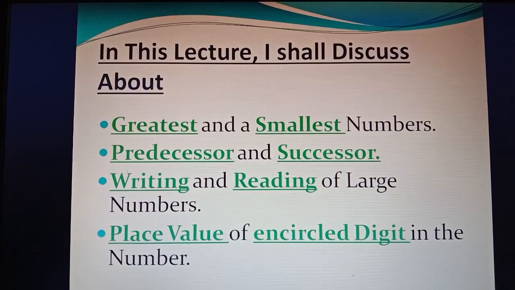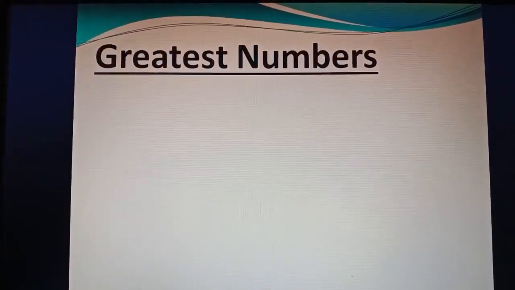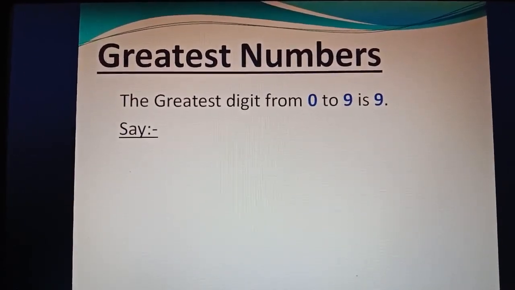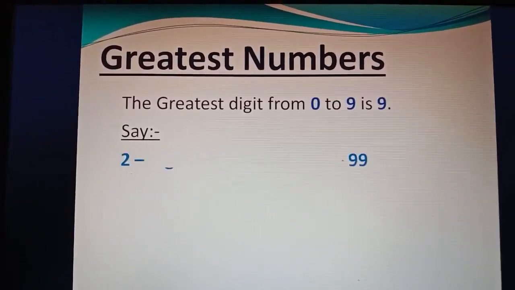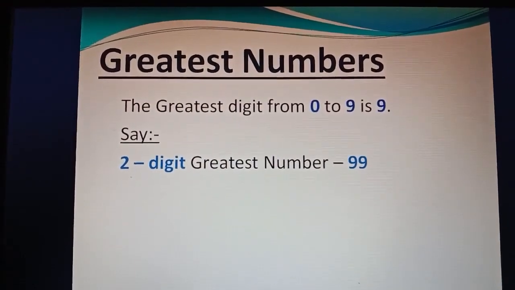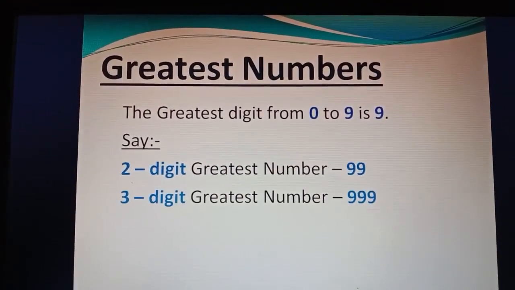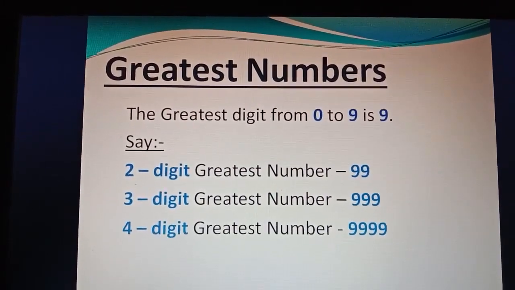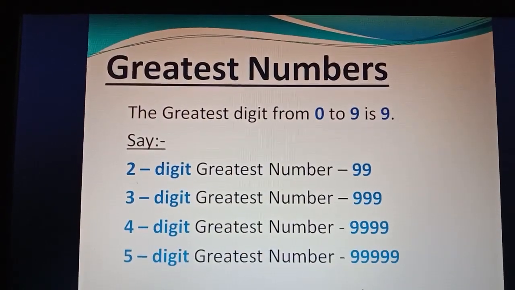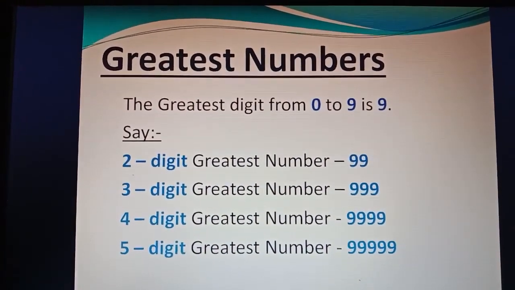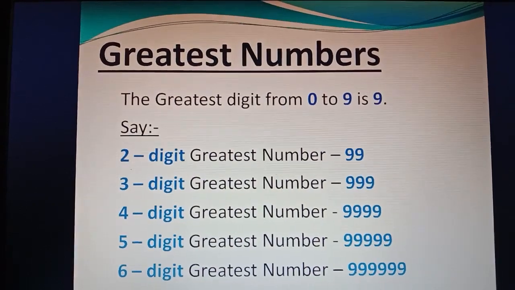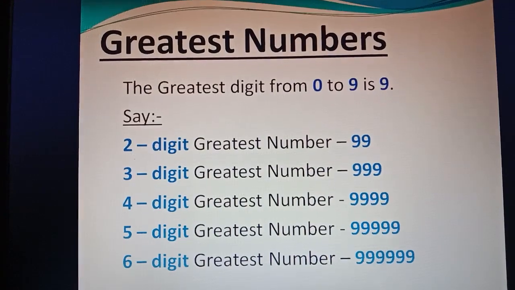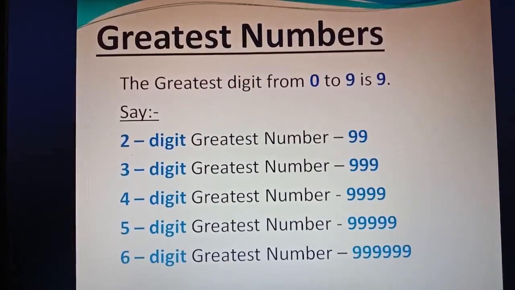First topic comes, what are greatest numbers? As we know, the greatest digit from 0 to 9 is 9. Say 2-digit greatest number is 2 times 9. 3-digit greatest number is 3 times 9. 4-digit greatest number is 4 times 9. 5-digit greatest number is 5 times 9. And 6-digit greatest number is 6 times 9. Means whichever digits, the number of times it repeats. Suppose 6 digit means 6 times 9.